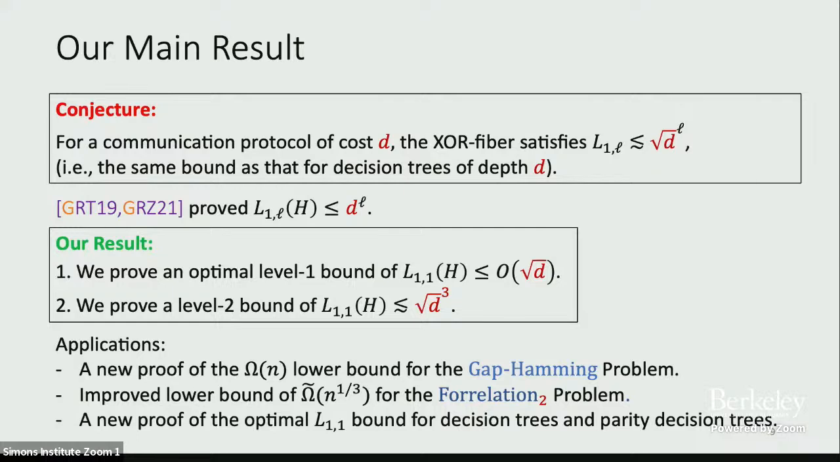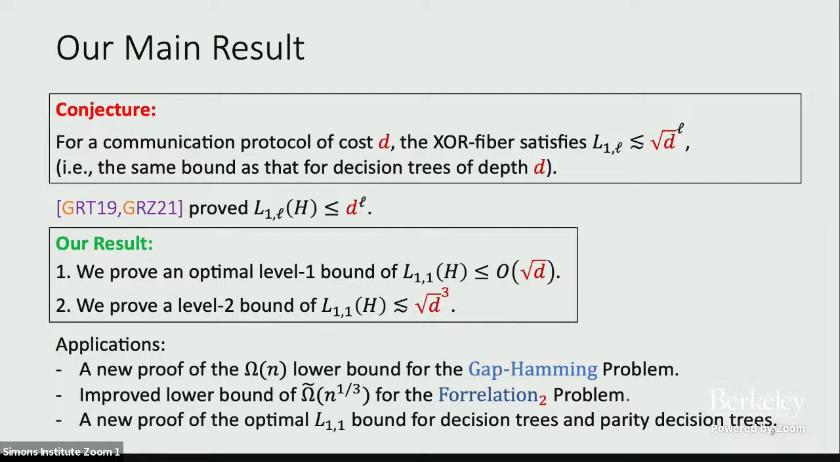The best bound we had prior to our work is d to the L, as opposed to square root d to the L. And our work really tries to bridge this gap between d to the L and square root d to the L. So for our first result, we prove the optimal level 1 bound of square root d. Our second result is to improve the level 2 bound from d squared to d to the 1.5. We conjecture that the correct answer is actually order d. So this is our main result.